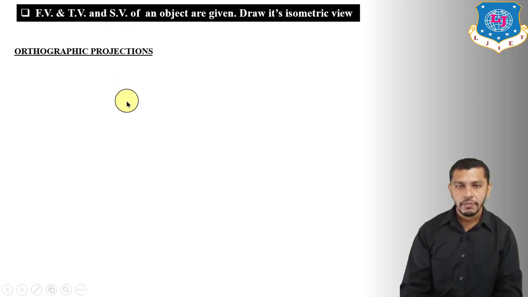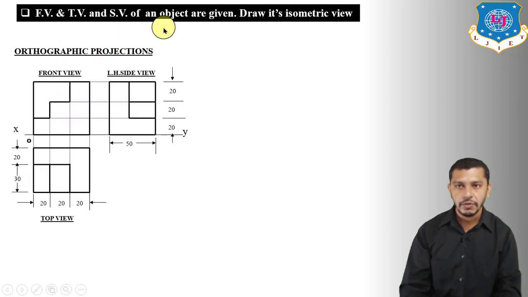So here the orthographic projections of the object are given. That means the front view, the top view and the side view of the object are given. This will be your front view, this will be the top view, and this will be your left hand side view. So by using this front view, top view and left hand side view, we have to draw the isometric view of this object.